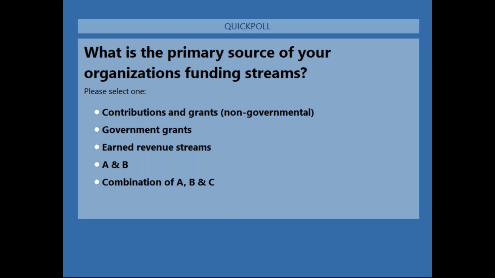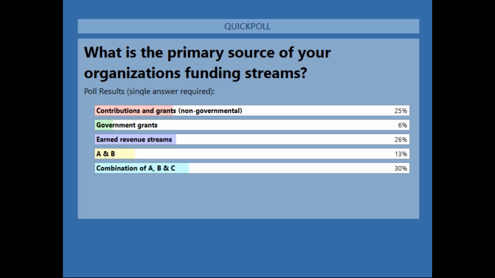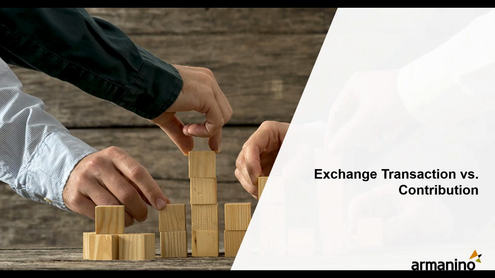We're almost at 90%. Okay. And as we expected, it's all over the place. Yeah, I totally expected that. It looks like the majority of you actually have a combination of grants from probably non-governmental sources, government, and earned revenue streams, so maybe program service revenue. This is good. It's a good representation for our discussion today. I think you all will probably benefit from some of the examples we have discussed today too.